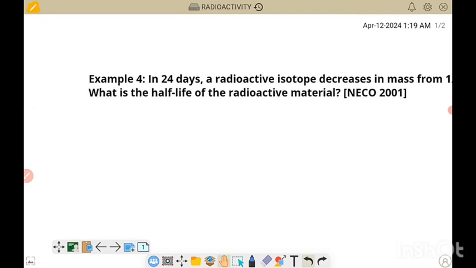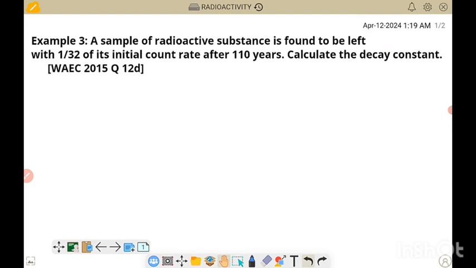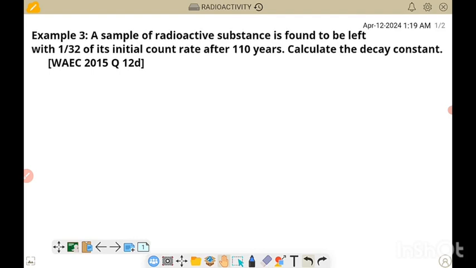Okay, let's consider another example. Let's go straight to this, and this will be about example 2. Don't just mind the numbering. This will be our example 2 because we've skipped one particular example. In this one, we have a sample of radioactive substance which is found to be left with 1 over 32 of its original initial count rate after 110 years. We have to calculate the decay constant.